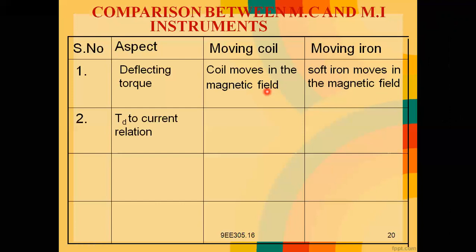The second one is deflection torque to current relation. As we have seen in PMMC instruments in our previous presentations, the deflection torque is directly proportional to the angle of deflection, or the deflection torque is directly proportional to the current here. If we revise, if we recollect the deflection torque formula, it is BIAN, where B is the flux density. So let me write it here.